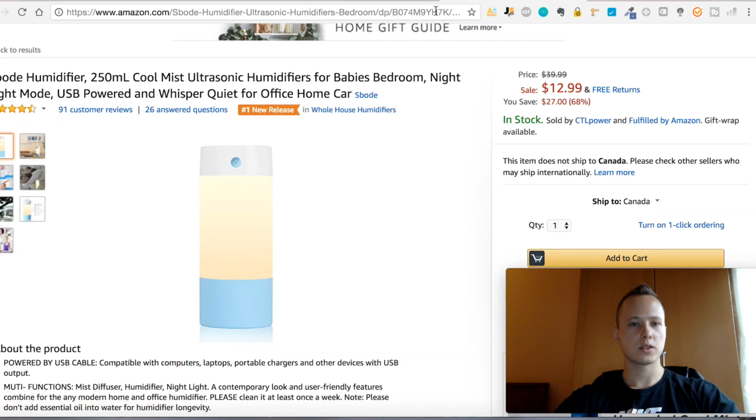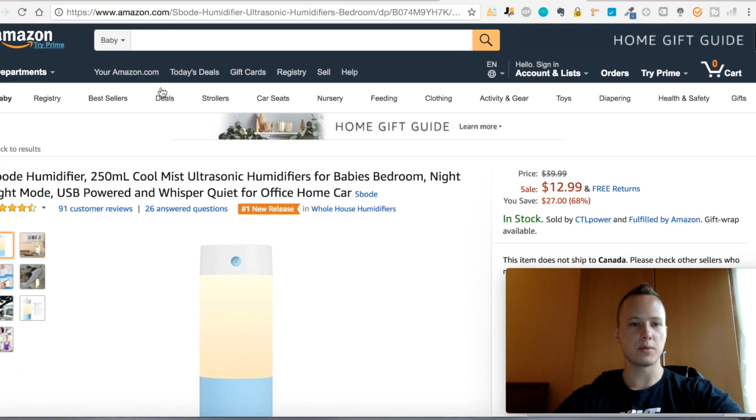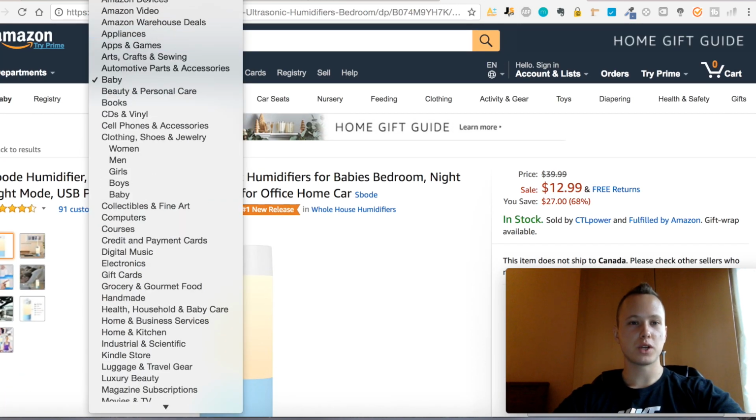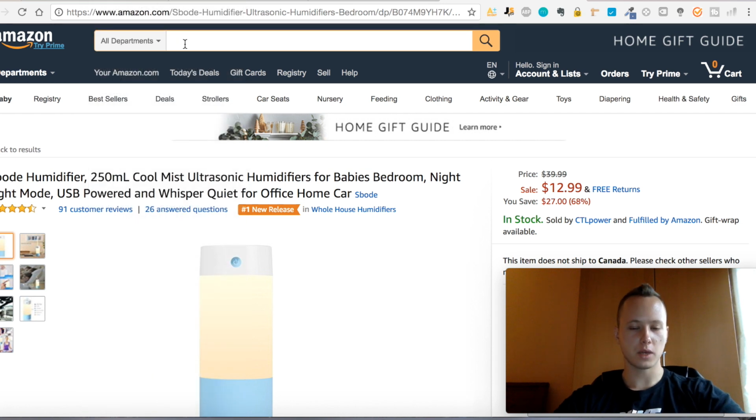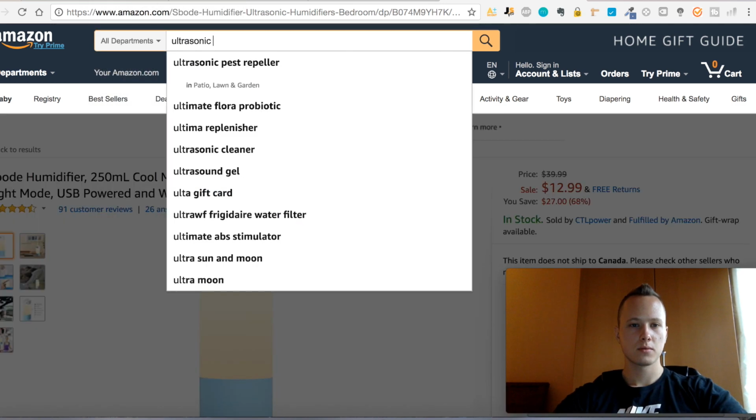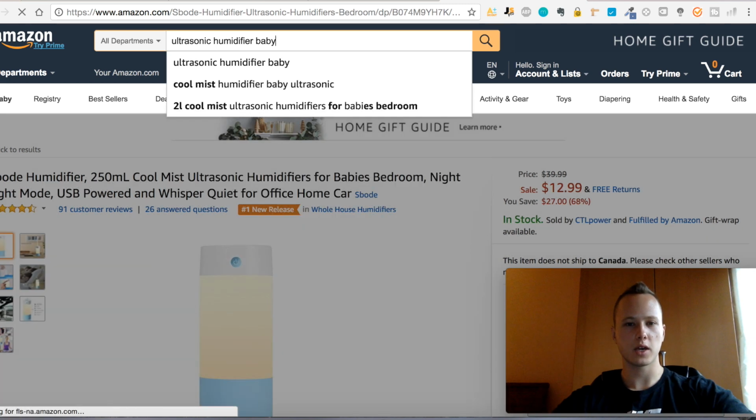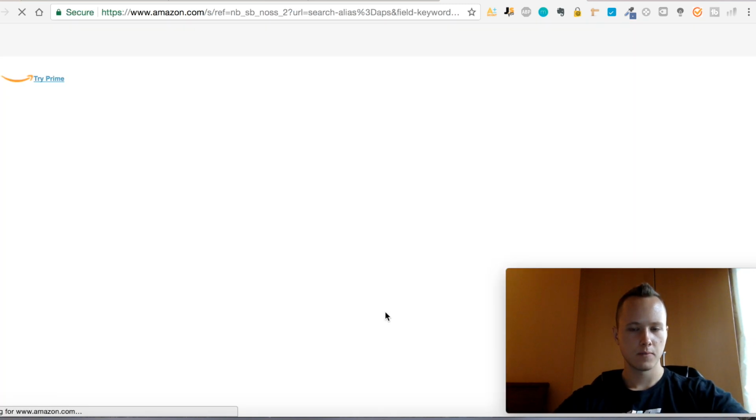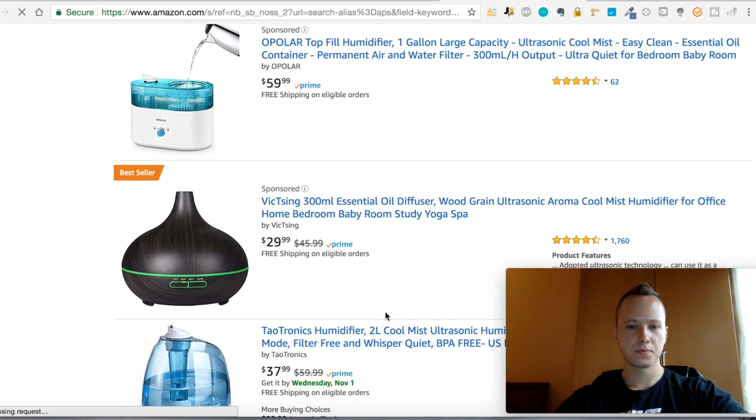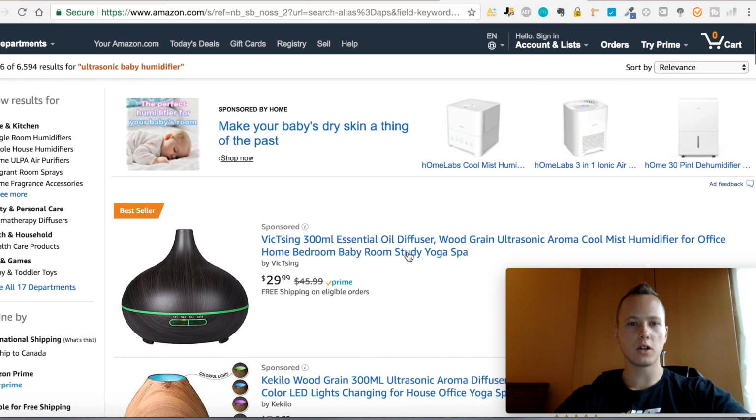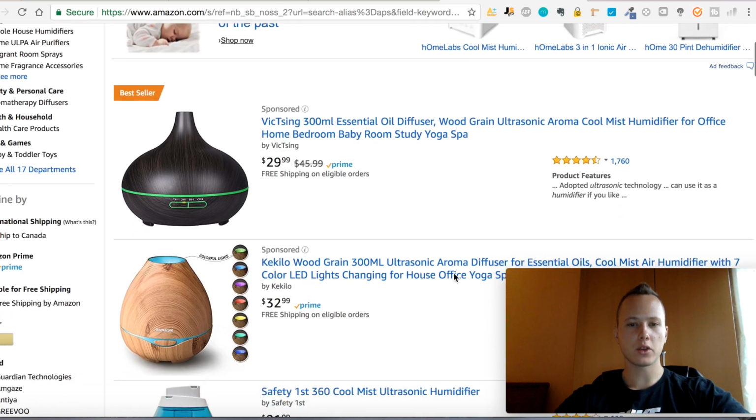So, okay, humidifier, ultrasonic humidifier for babies. That's what it is. Okay, I think it's a pretty good product. Ultrasonic humidifier for babies. Let's take a look. Ultrasonic humidifier baby. Okay, I think that's what this is. The price point could be better. Okay, so we're on ultrasonic baby humidifier. I think those are the keywords for the product.